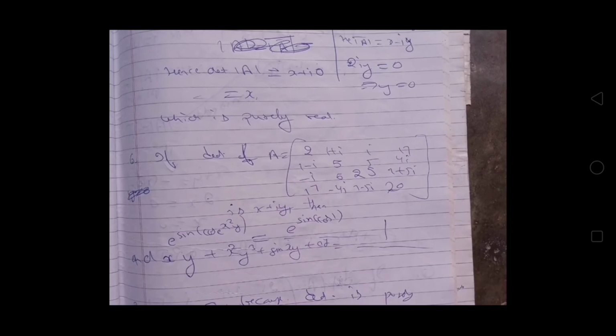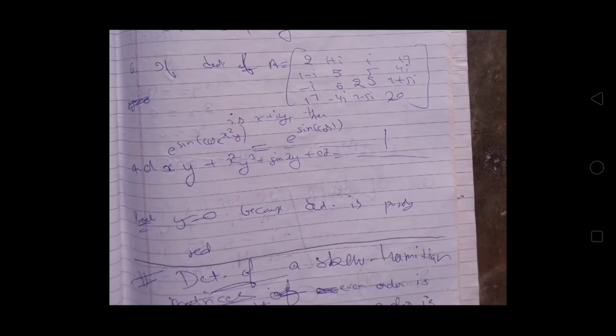Now consider this question. You can see this matrix is clearly Hermitian matrix. Its determinant will be purely real, so y will be equal to 0. So by putting y is equal to 0 in both the quantities, you will get e raised to the power sine of cos 1, and in the second quantity you will get the answer equal to 1.